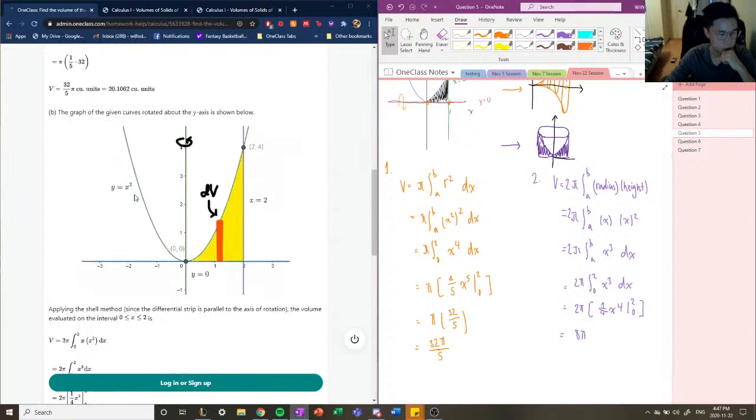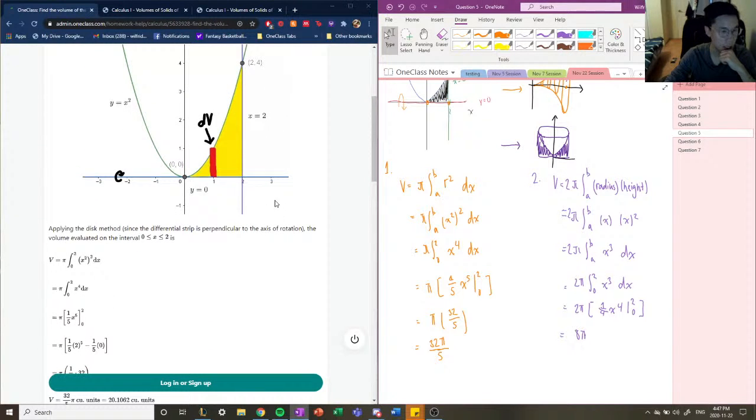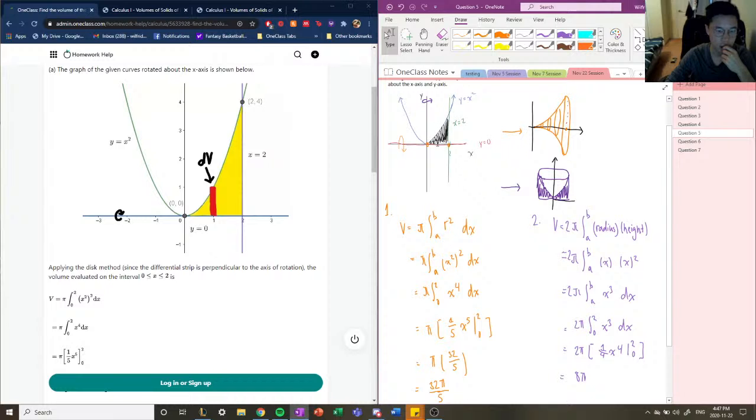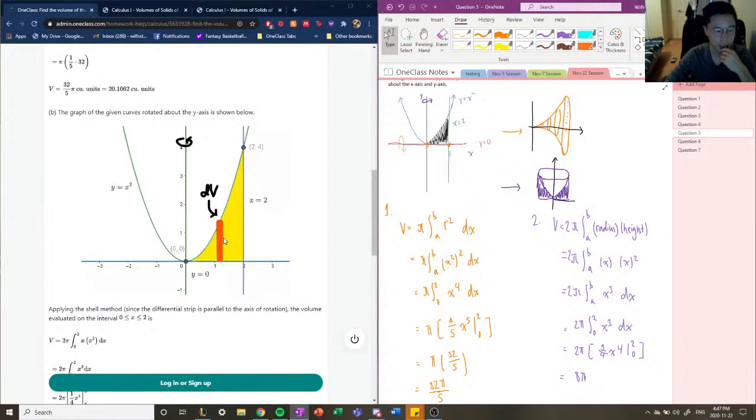The junior tutor also did the same solution. Another rule of thumb you can use is this: if you're thinking about differentiating this two-dimensional figure into rectangles, and the differential strip is perpendicular to the axis of rotation, perpendicular to the x-axis, so that when you rotate it, it's going to be perpendicular, then you use the disk method. But if the differential strip is parallel to the axis of rotation, so this rectangle is parallel to the y-axis and you're rotating it this way, then you use the shell method.